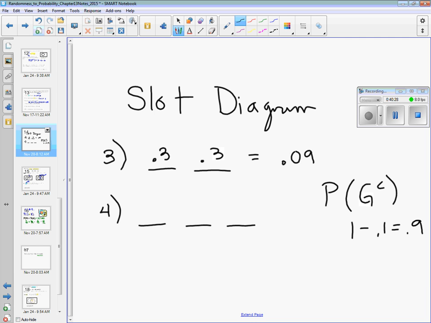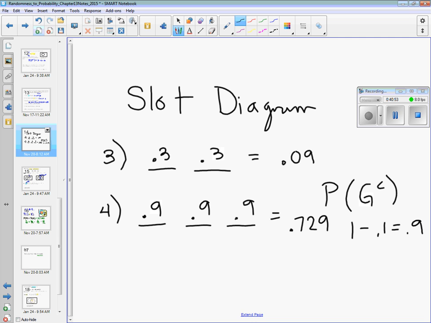The first one's not from Germany. The second one's not from Germany. And the third one's not from Germany. And it's just a matter of multiplying them together. And what do you get here? Cindy has a calculator. You get 0.729. Okay.